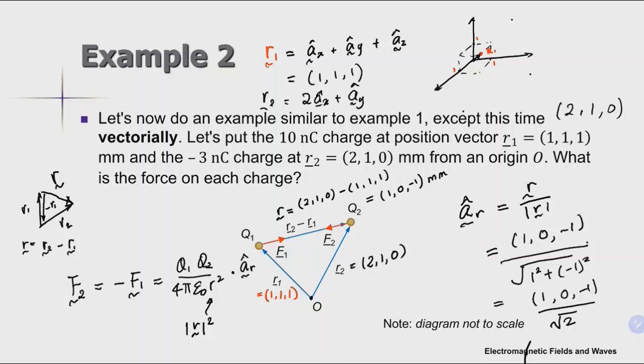Okay, so again, go back, work out R, and then work out the unit vector R, and then you can find the force if we move the charge of 10 nanocoulombs to this position vector. Okay? Do you think you can do that? If I change that to 2, 1, 0, you can work out the force? No?